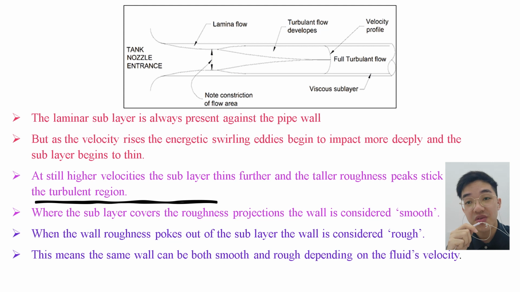At still higher velocities, the sublayer thins further and the taller roughness peaks stick into the turbulent region. Where the sublayer covers the roughness projection, the wall is considered smooth. When the wall roughness pops out of the sublayer, the wall is considered rough. This means the same wall can be both smooth and rough depending on the fluid velocity.